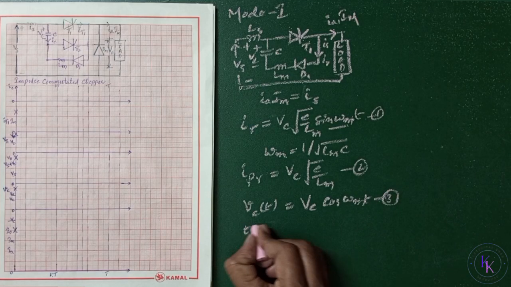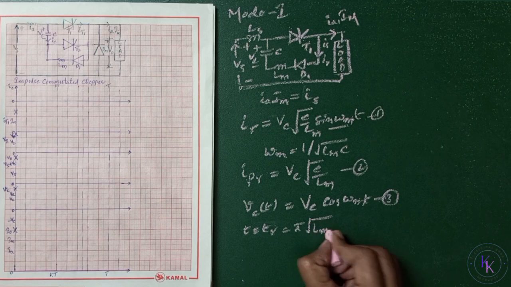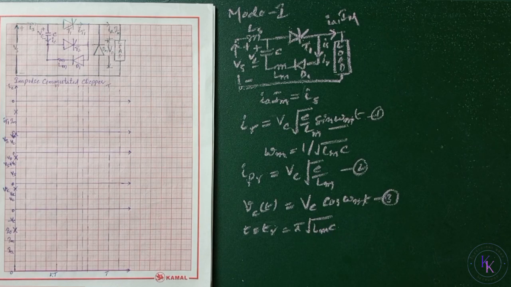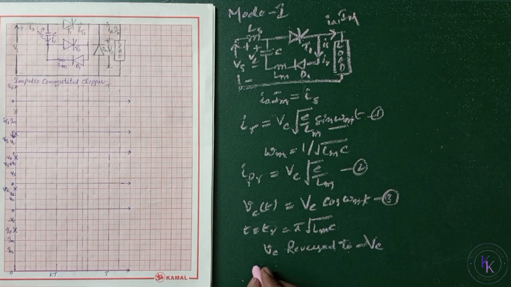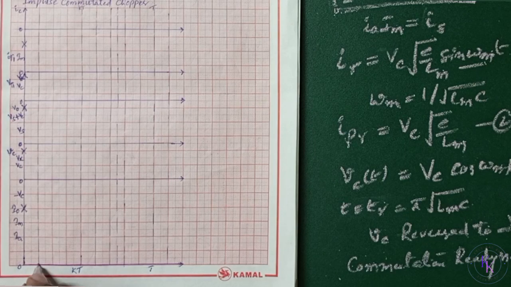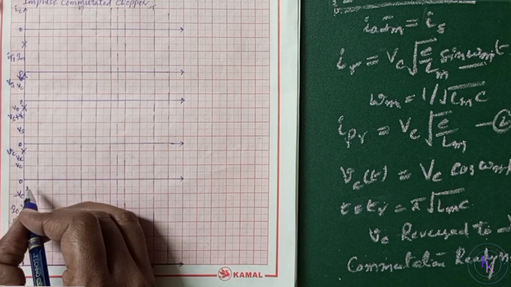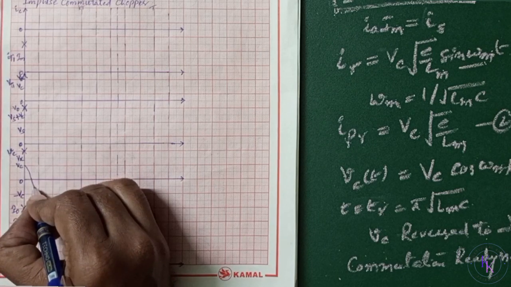After time t equals TR, which equals pi square root of LM C, the capacitor voltage is reversed to minus Vc. This is called commutation readiness of the chopper. Let the resonant reverse time be TR. In that time, the voltage of the capacitor reverses from Vc to minus Vc.